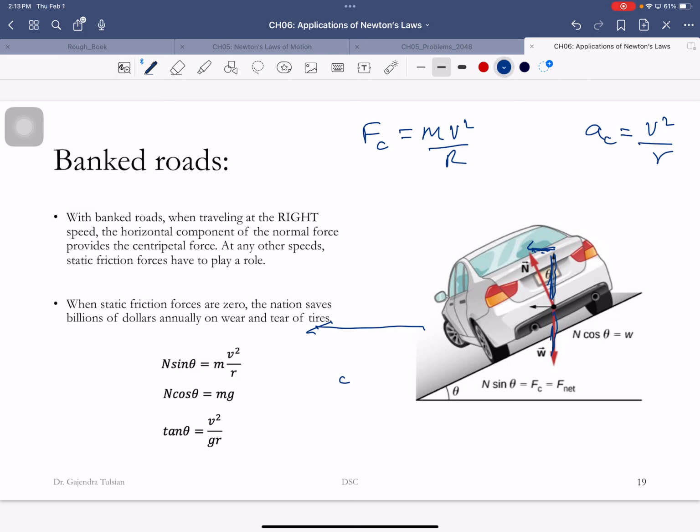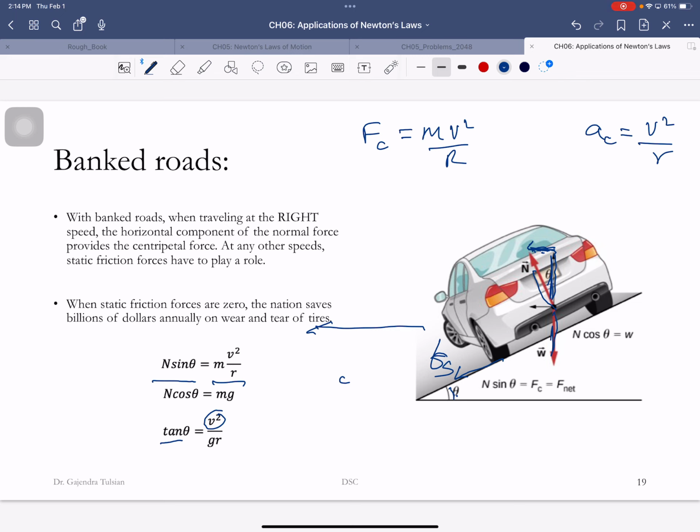Now if you divide this equation by that, tan theta equals v squared by g r. So if you drive at this speed on a road that's banked, the normal force will provide you the centripetal force. You don't need any friction. If you drive faster, then a static friction force will have to come into play to provide additional centripetal force.